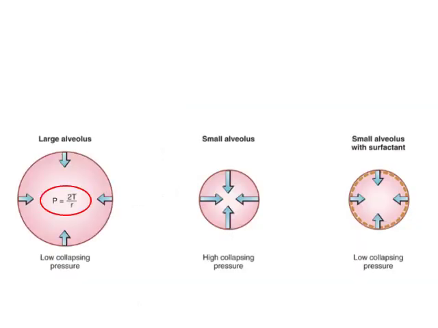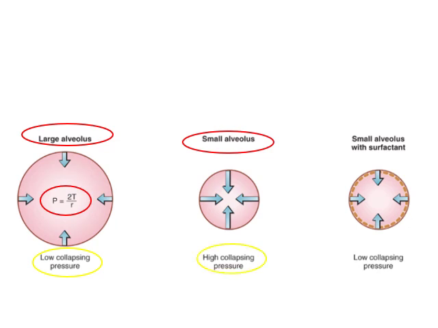According to the law of Laplace, the pressure tending to collapse an alveolus is directly proportional to the surface tension generated by the molecule of liquid lining the alveolus and inversely proportional to the alveolar radius. Because of the inverse relationship with the radius, the large alveolus, the one with a large radius, will have a low collapsing pressure and therefore will require only minimal pressure to keep it open. On the other hand, a small alveolus, the one with a small radius, will have a high collapsing pressure and require more pressure to keep it open.